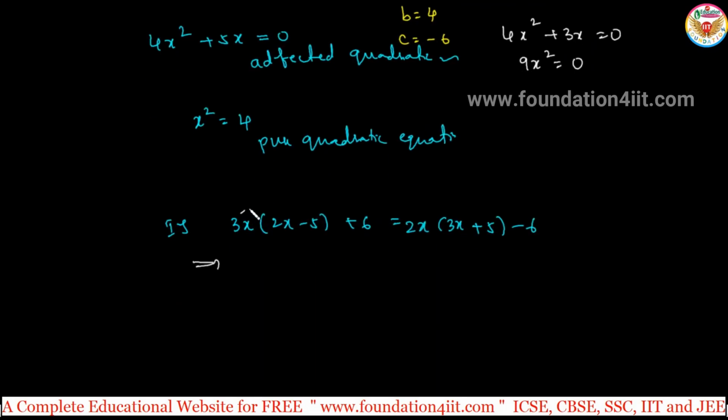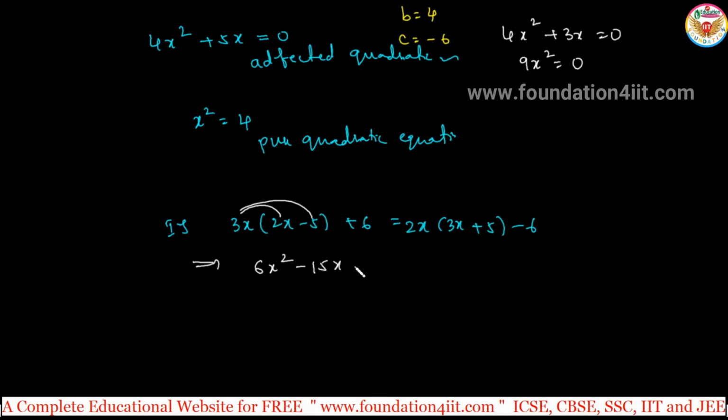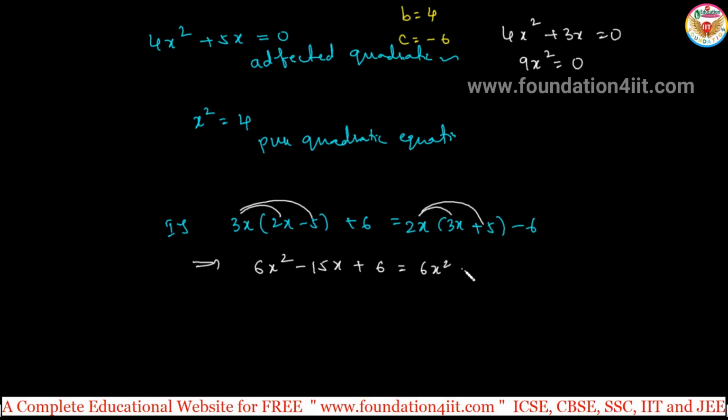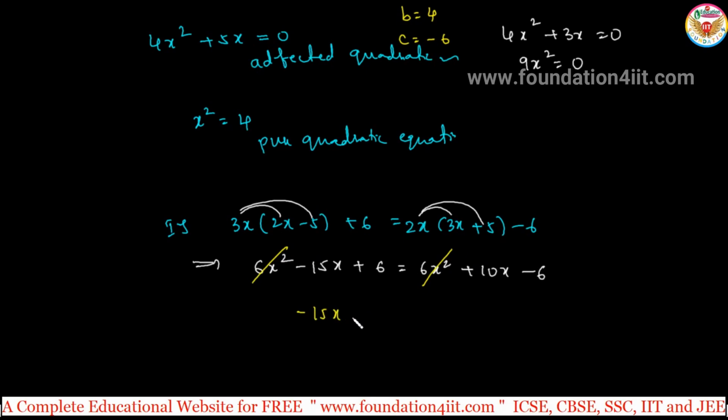Both the sides, the distributive property can be applied. 6x square minus 3x into 5, 15x, plus 6 on this side. 2x into 3x, same 6x square. 2x into plus 5, 10x minus 6. On either side 6x square cancels. Then finally 15x plus 6 is equal to 10x minus 6. Take the terms to one side.